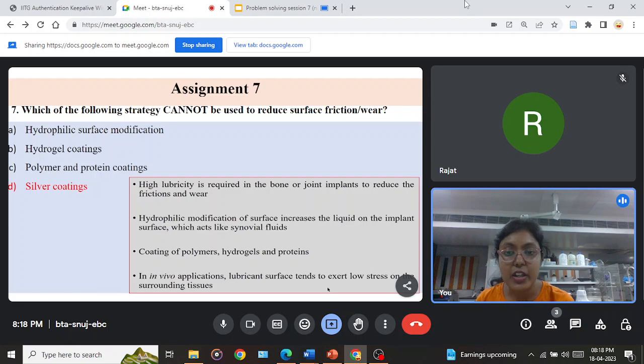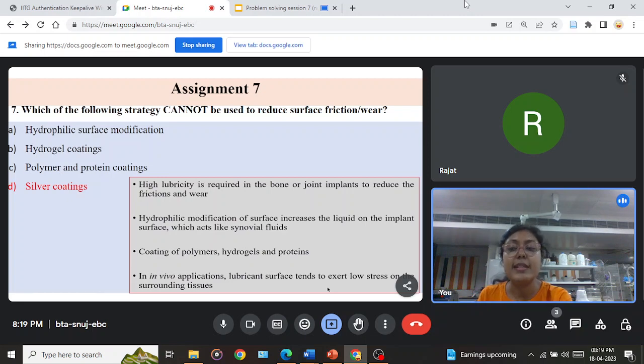So hydrophilic modification of the surface, like using again polyethylene oxide, can help increase the liquid on the implant surface, which acts as a synovial fluid. So option A, that is hydrophilic surface modification, can be used to reduce the surface friction. Again, hydrogel coatings. So coatings of polymers, hydrogel and proteins can help in reducing the surface friction and wear. So option B and C both help in reducing the surface friction, right? So last option, that is option D, that is silver coatings.